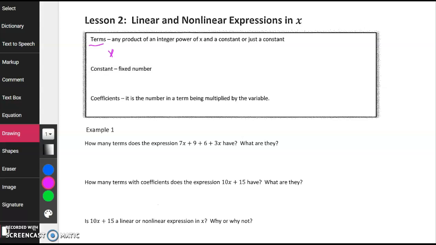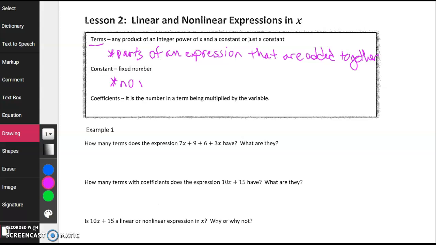Basically, this is how I remember it. It's the parts of an expression that are added together. And we'll do an example in a little bit so I can show you that. What is a constant? It's a fixed number. Basically, a constant has no variable.